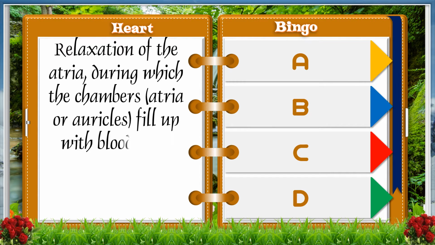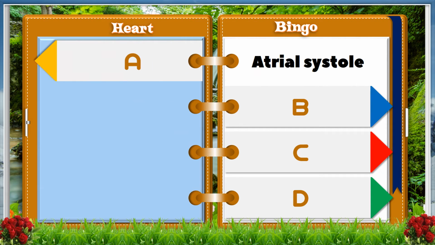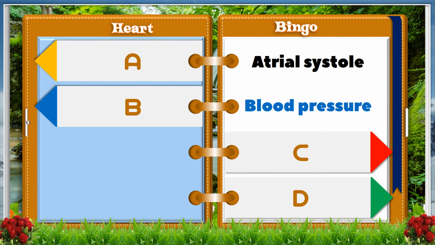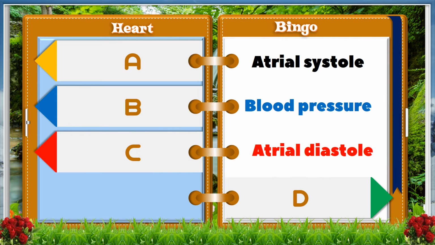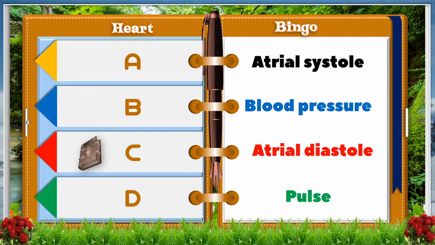Relaxation of the atria, during which the chambers, that is the atria and the auricles, fill up with blood. This occurs in the heart during the cardiac cycle. A. Atriosystole. B. Blood pressure. C. Atriodiastole. D. Pulse. And the answer is C. Atriodiastole.